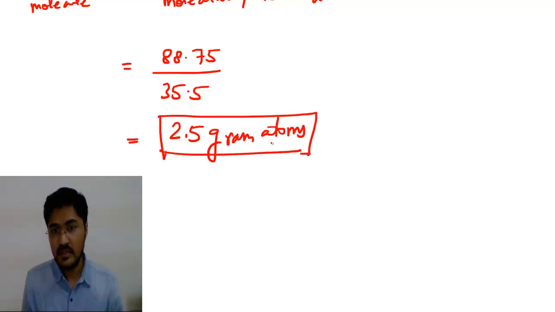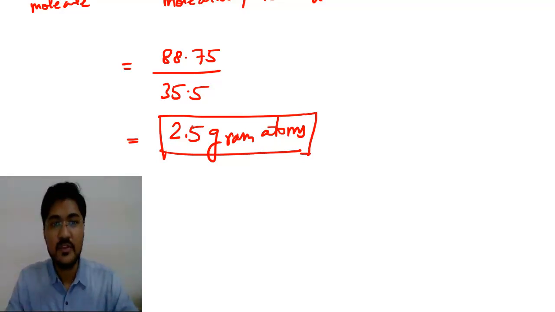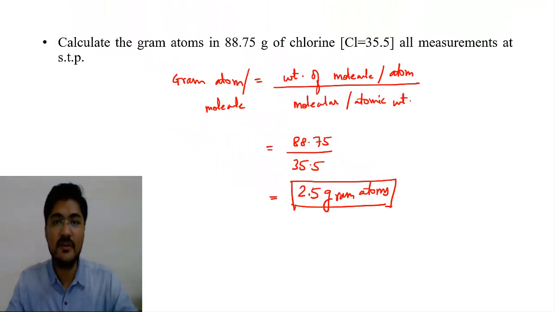Now guys, you have to memorize this formula, that is, gram atom or molecule will be the weight of the atom or the molecule divided by the molecular mass or atomic mass, and that's a very simple formula to know. Now let's see the next question.